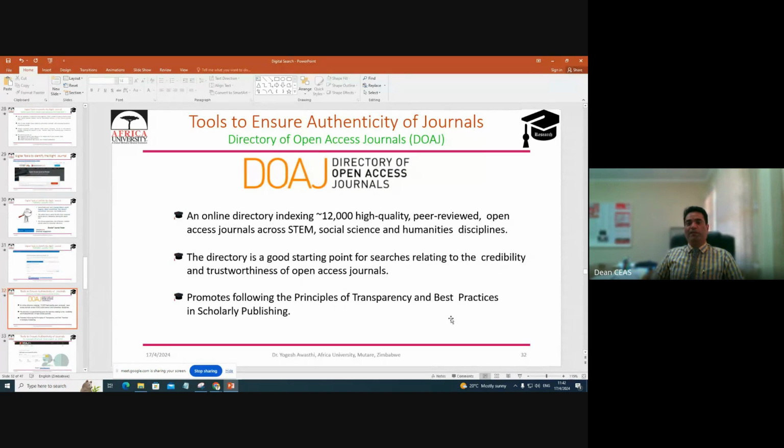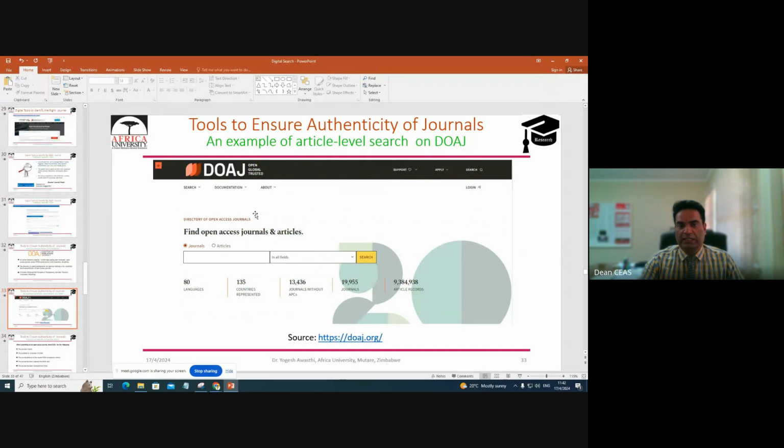This is one of my favorite tools, which I use whenever I want to publish something. I always use this tool, and I also suggest you use it. Why? Because DOAJ is known as the Directory of Open Access Journals. If a journal is indexed in this website, then 100% it will not be a predatory journal. They are good journals, very good journals.